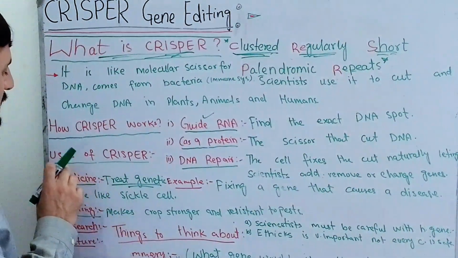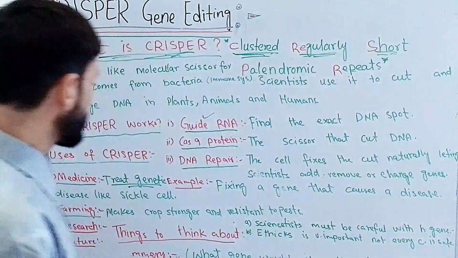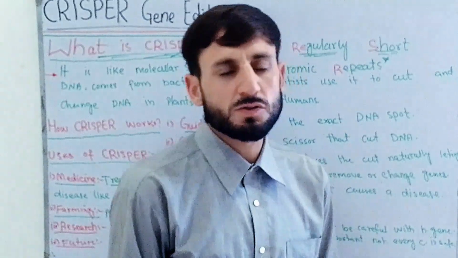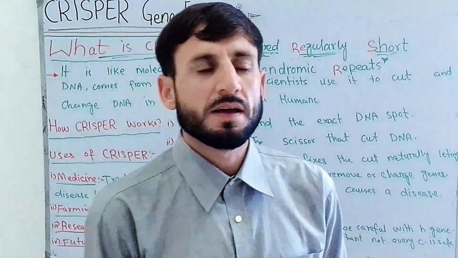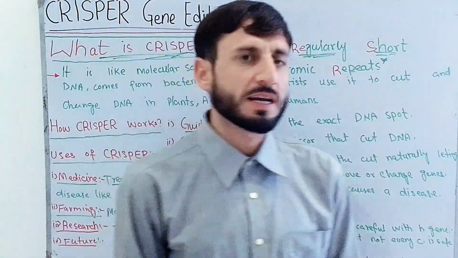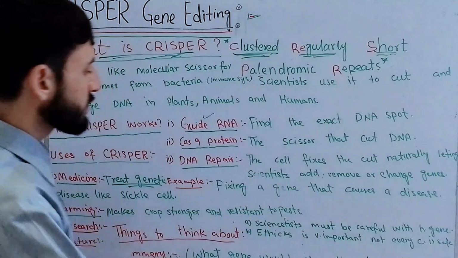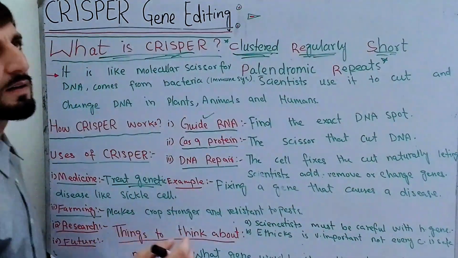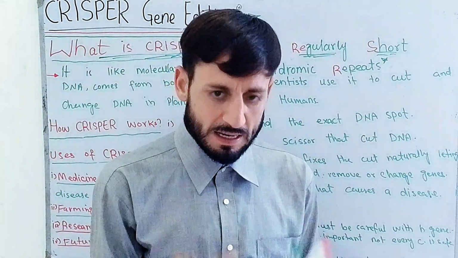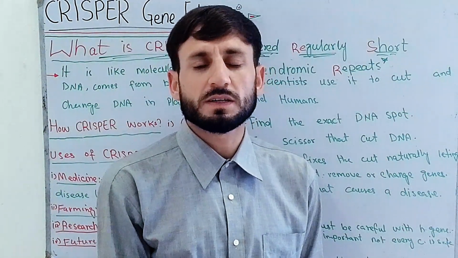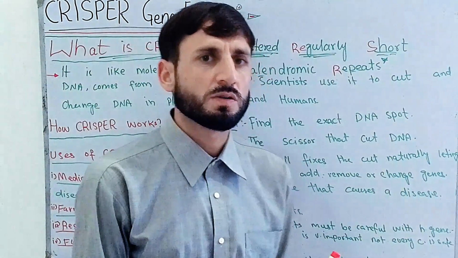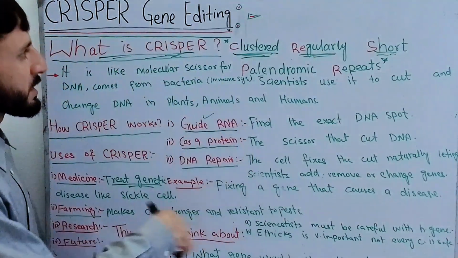So next, what are the uses of CRISPR? Number first, medicine. Scientists use CRISPR as a medicinal tool, and in the pharmaceutical industry as well, to develop new drugs. Like scientists may know sickle cell anemia, and they try to find out the reasons behind it, which gene is responsible for it. So they can see with the help of CRISPR gene editing.